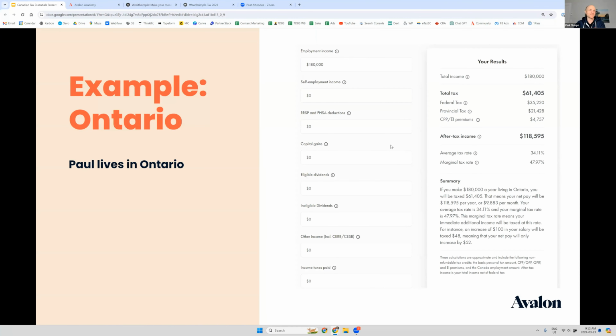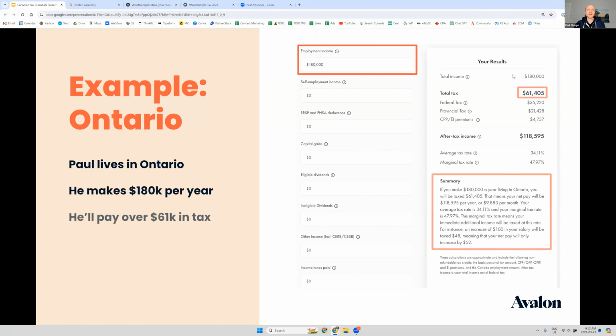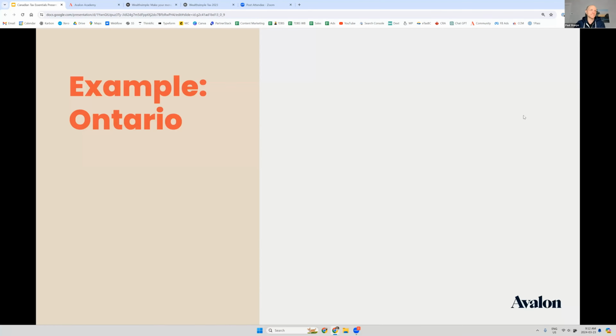Maybe I'm a software developer, let's say, and I'm in Ontario. I make $180,000 and I pay $61,000 in tax. Compare that to $56,000 in Alberta. That's the big difference: the provincial tax. So we can see $21,000 in Ontario versus $16,000 in Alberta. So big difference depending on where you live.